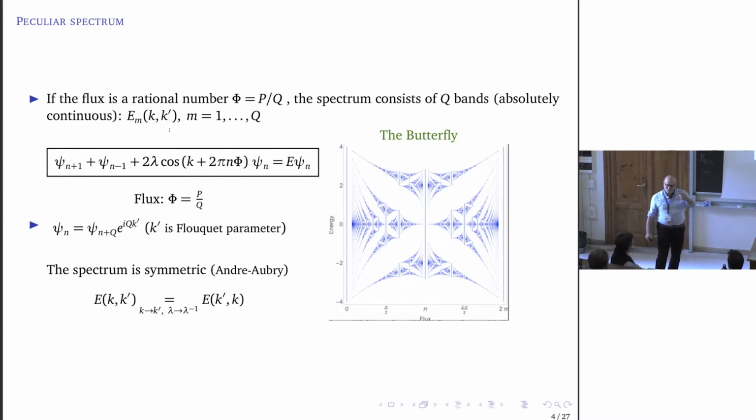So let me come back to the question. There are a few simple general facts about this problem. First of all, you can put it on a chain and impose quasi-periodic boundary conditions, then there is another parameter k prime, so the spectrum will be a function of k and k prime, two momenta, that's called the Brillouin zone. And this k and k prime come symmetrically with respect to changing lambda to lambda minus one. This is called the Aubry-André symmetry. It's pretty elementary, but it's a symmetry.